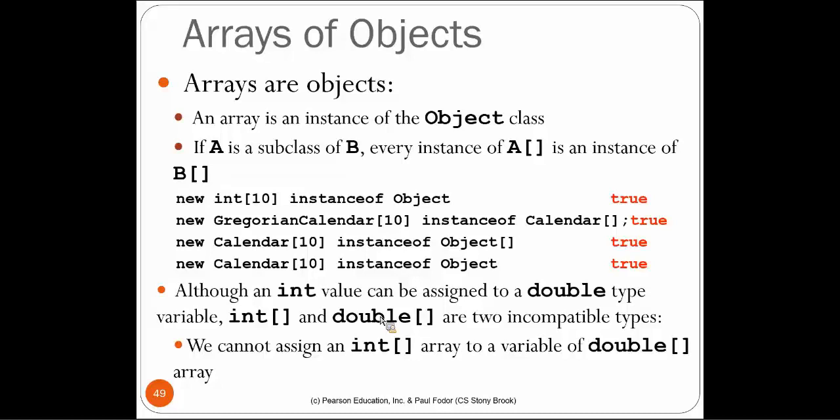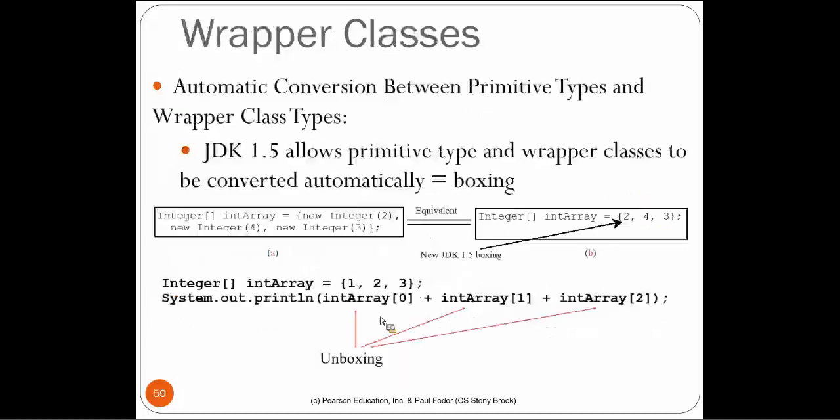However, there is a way to do it since Java 1.5, and that is called boxing and unboxing, which does automatic conversion between primitive types and wrapper types. For instance, if we assign the number 2 to an Integer, or as an element of an array, Java automatically boxes that primitive into a new Integer. This is called boxing, available in Java 1.5.